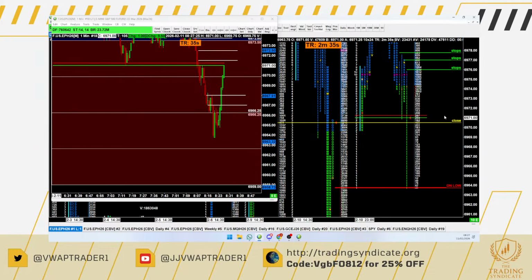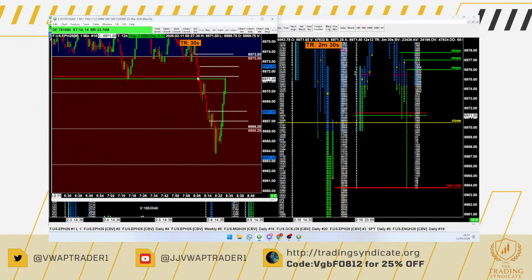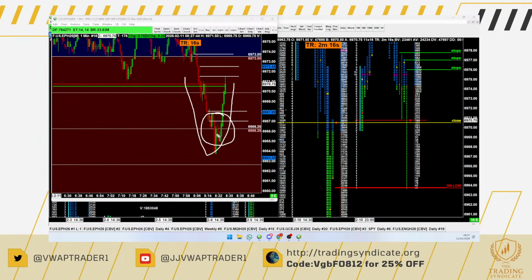Creeping above the close, this is what we call an inventory correction. The sell orders that took us underneath 69.73 are completed under 66. The market will now rotate higher to find sellers. This is the cost basis. This is a small short-term cost basis. And we're going to take this and we're going to sell it.